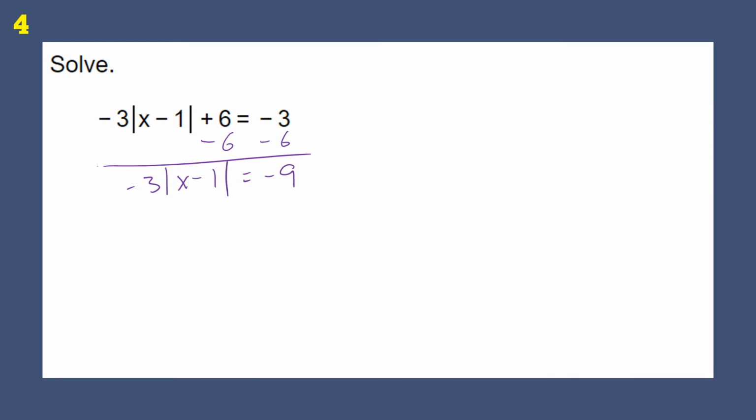Now, the absolute value is not quite by itself because we have a -3 beside it. So I'm going to divide by -3 on both sides. And when I do that, I get x minus 1 equals positive 3. And since it's absolute value, that's going to be two equations.